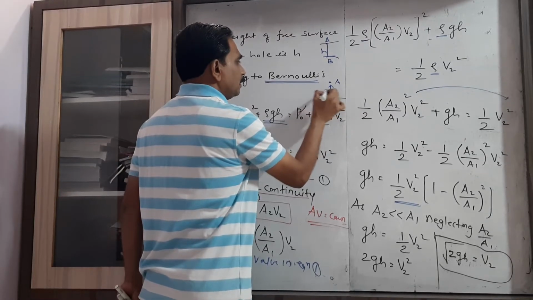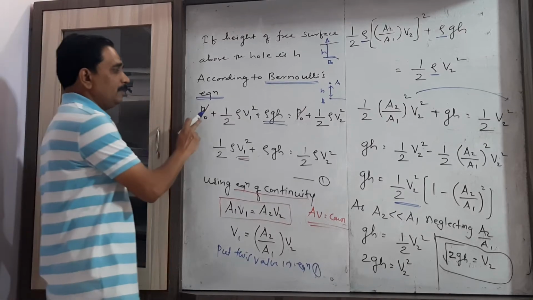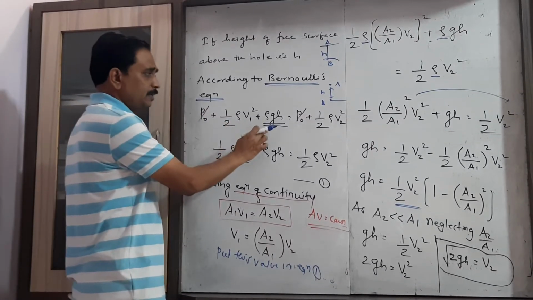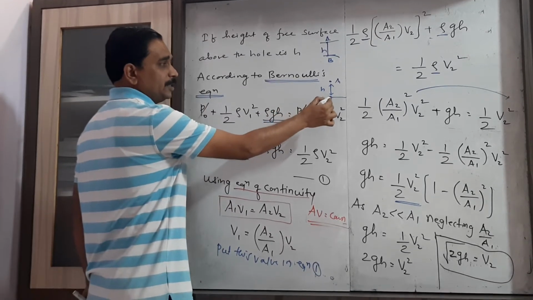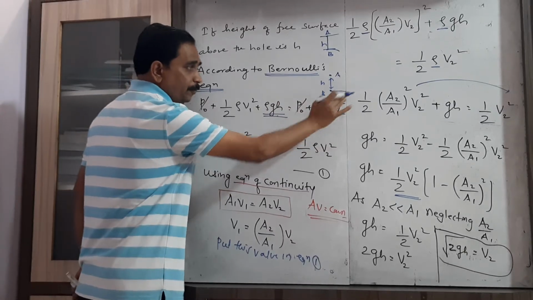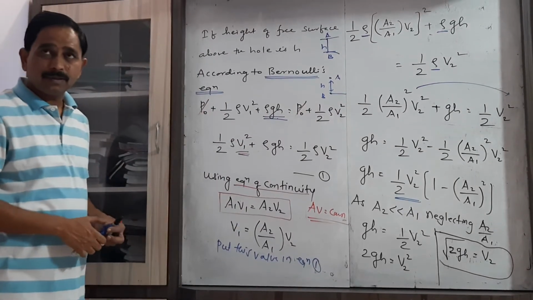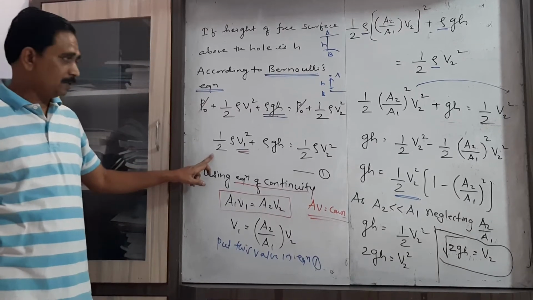The difference between those 2 points is H. So write down here atmospheric pressure plus half rho into V1 square plus rho GH. Now the height for this point is 0, so there is no need to write this term for the point B. Then using mathematical rules, first of all you have to write down this equation.